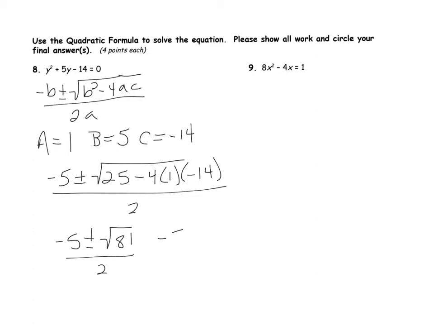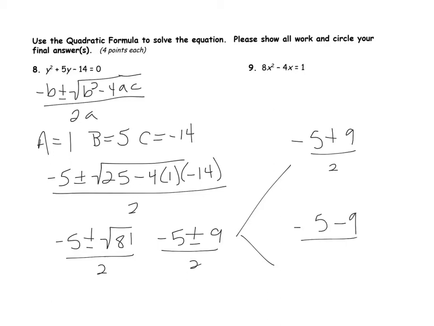That would be negative 5 plus or minus 9 over 2. Now we would split it. We would have negative 5 plus 9 over 2, and negative 5 minus 9 over 2. So negative 5 plus 9 is 4. 4 divided by 2 is 2. Negative 5 minus 9 is negative 14 divided by 2. I get negative 7. So 2, negative 7. And that one would be worth 4 points if you got 100% correct.